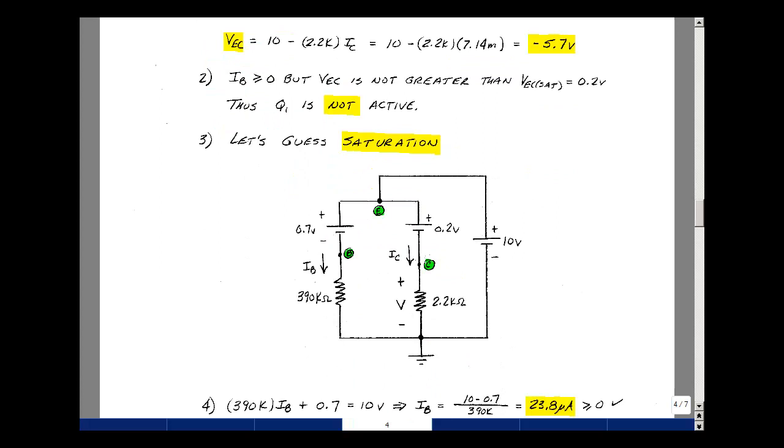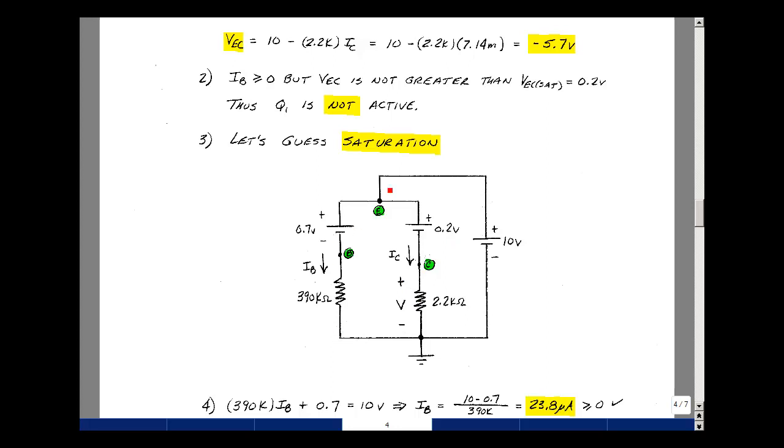So our model is the same structure as the previous one. We have a voltage source between the emitter and the base of V sub EB on. But now between the emitter and the collector, we don't have a current source, we have a voltage source of V sub EC sat, which was equal to 0.2 volts. Base current, our collector current, still trying to solve for the voltage V.